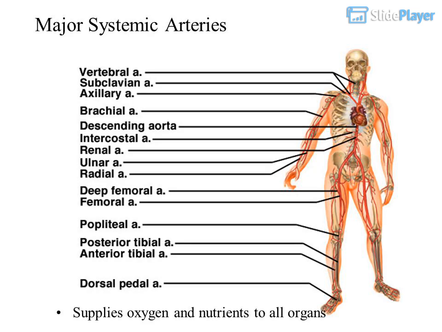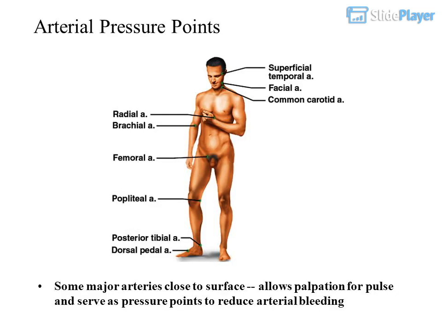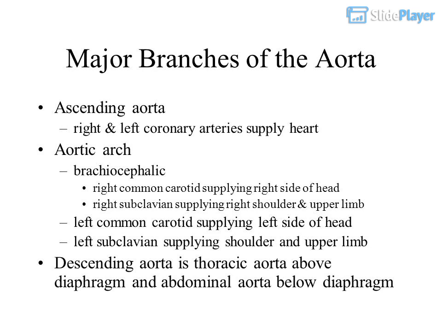Major systemic arteries. Supplies oxygen and nutrients to all organs. Arterial pressure points. Some major arteries close to surface, allows palpation for pulse and serve as pressure points to reduce arterial bleeding. Major branches of the aorta.